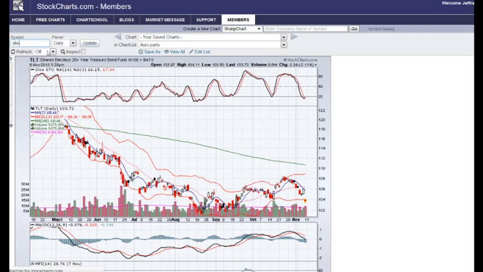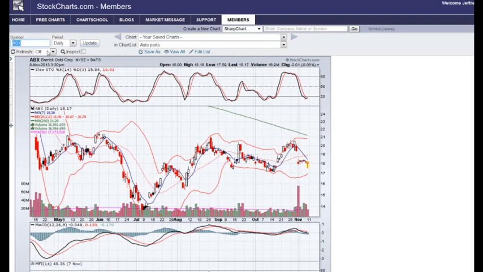We're going to do the same thing with ABX here. ABX may pop here. It's a very interesting candle on ABX. Don't know if it means a whole lot there with ABX.